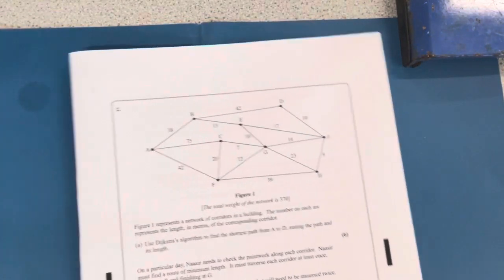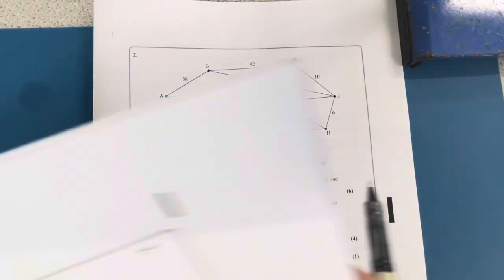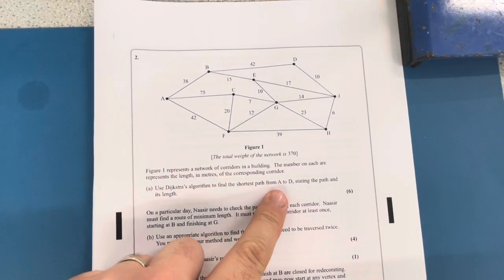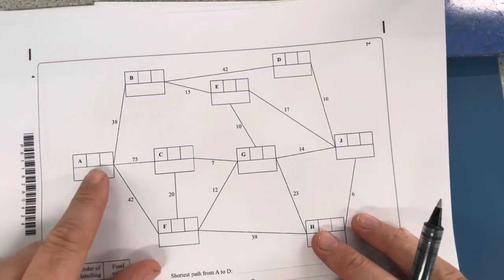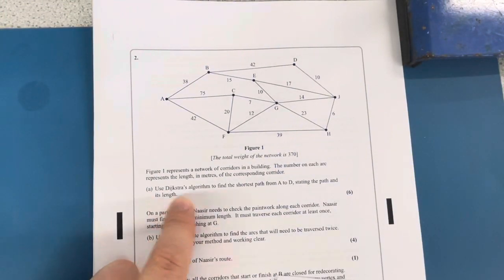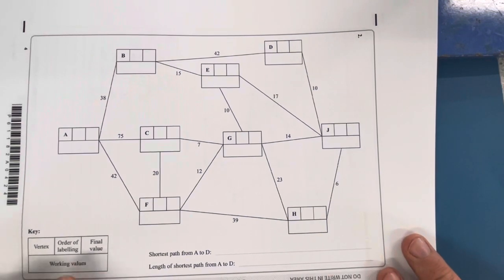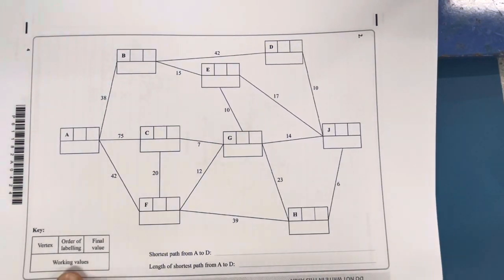So here we have figure 1 represents a network of corridors in a building. The number on each arc represents the length in meters of the corresponding corridor. Use Dijkstra's algorithm to find the shortest path from A to D, stating the path and its length. That's easy. So we're going to start at A and we're going to stop when we get to D because we want to find the shortest route from A to D. So we have Dijkstra's algorithm ready to go on this table, and you've got a little reminder down here of what each box represents.